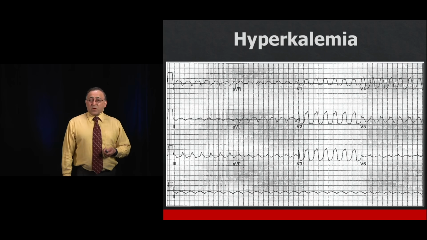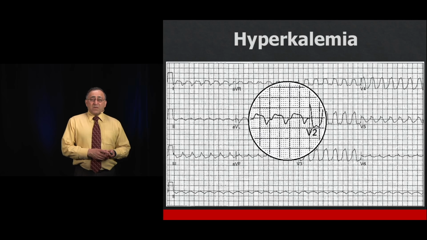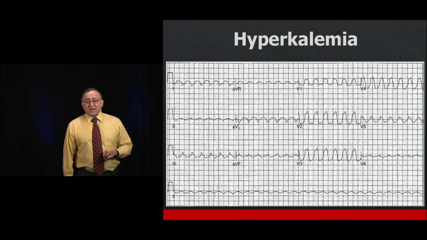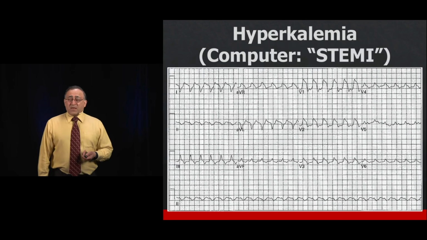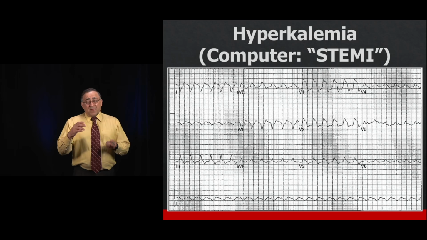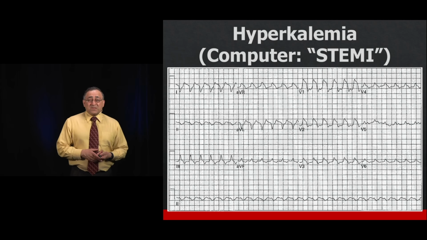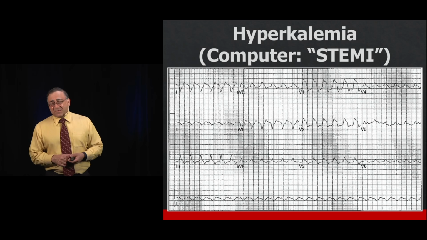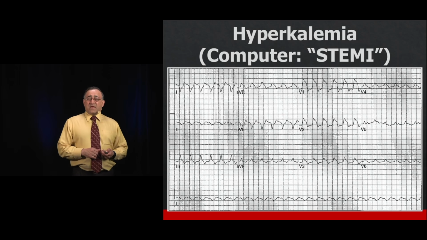Here's another one. ST elevation in V1, V2, aVR with a right axis. Take a look at that huge right axis. This is not going to be a STEMI. Here's another one. The computer actually called this a septal STEMI, but yeah, it could be, but there's a rightward axis. ST elevation in V1, V2, aVR, and a big-time rightward axis. That's not a STEMI. That is hyperkalemia.